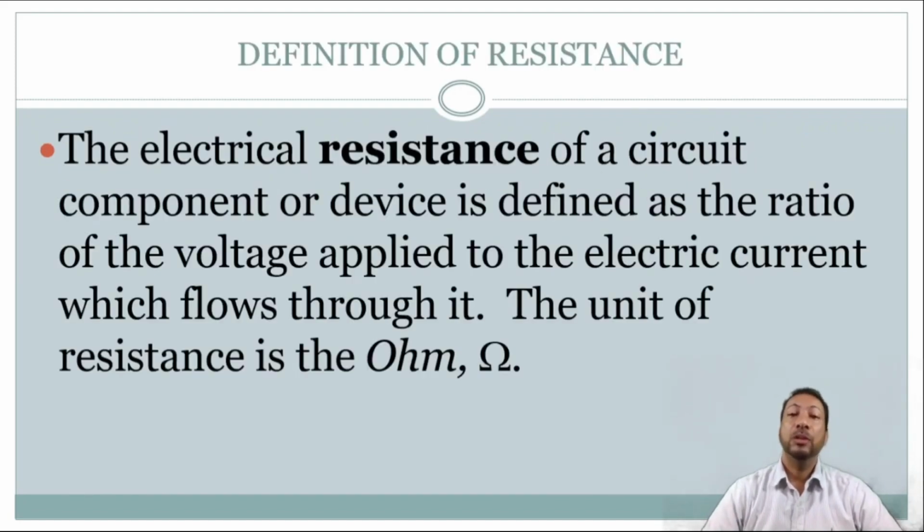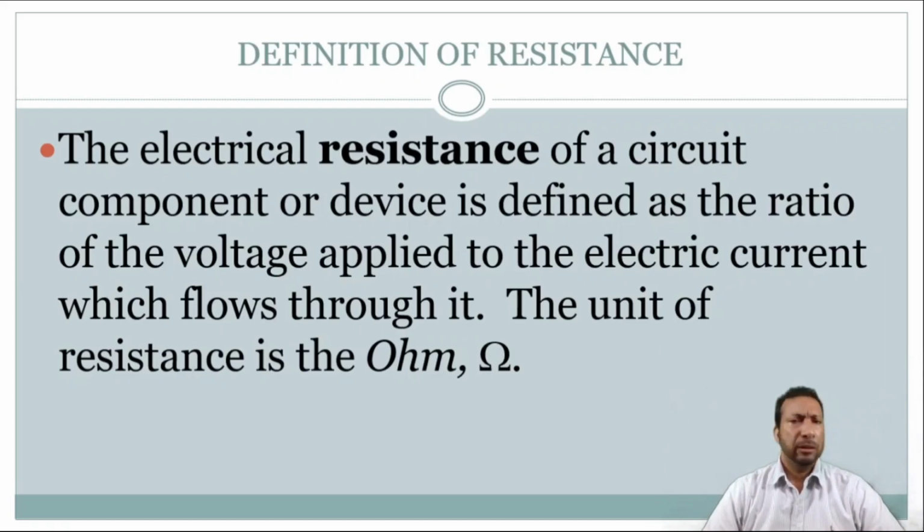Next we come to resistance. The electrical resistance of a circuit component or device is defined as the ratio of the voltage applied to the electric current which flows through it. The unit of resistance is the ohm, and that is your symbol there. It is the Greek letter omega, which we use for ohm in physics to represent resistance.